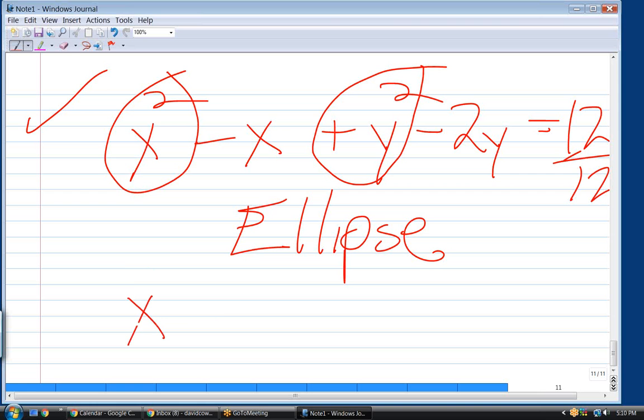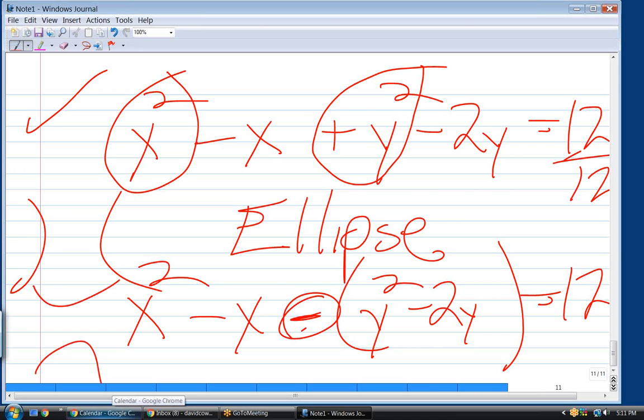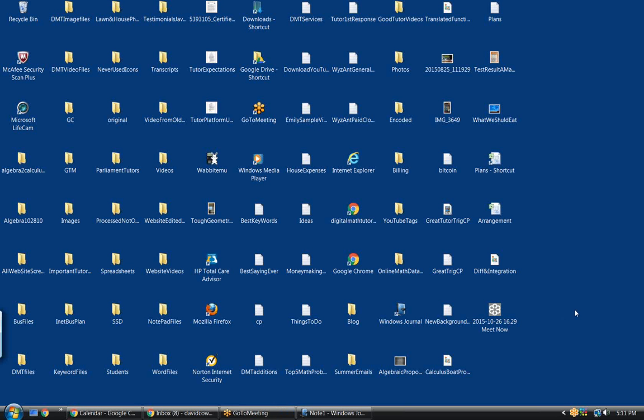If I have something like this, the fact that there's a negative sign there means I have a hyperbola. Not only do I have a hyperbola, but I have a horizontal hyperbola, one that's going to look like that. If it's y squared minus x squared, it is a vertical hyperbola, one that looks like that.